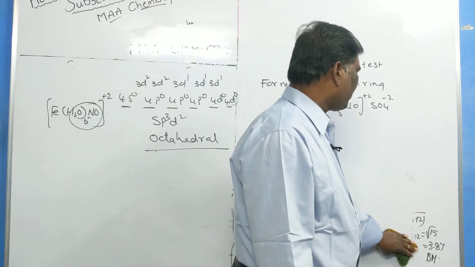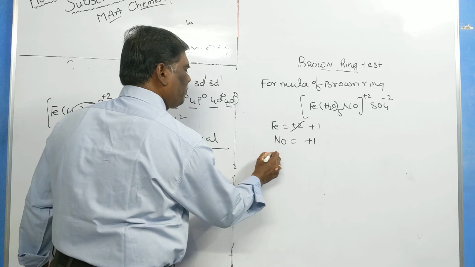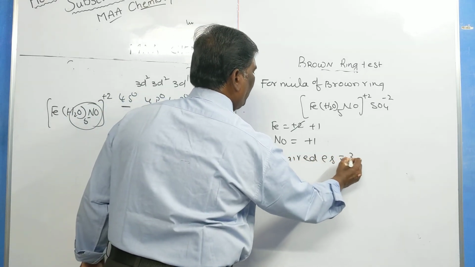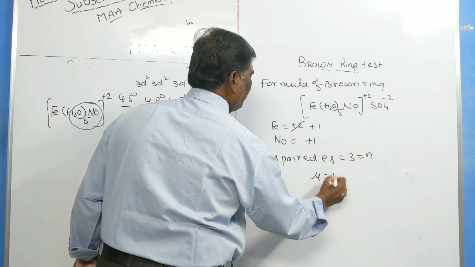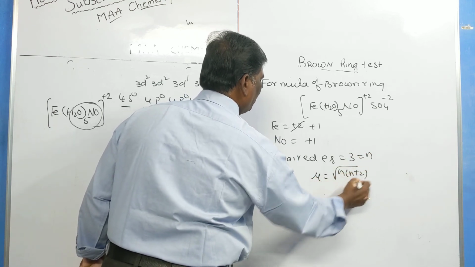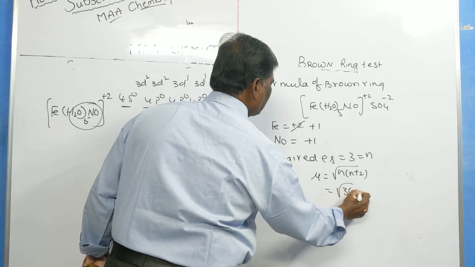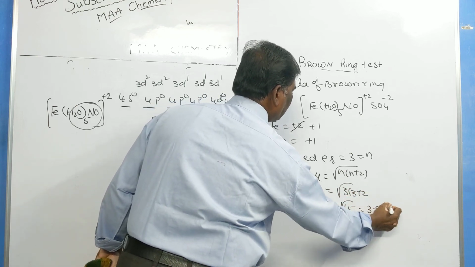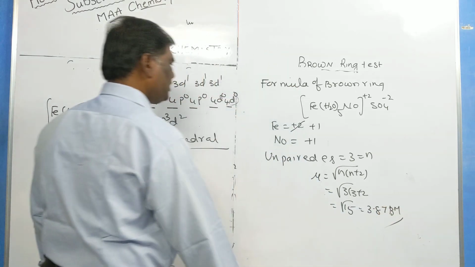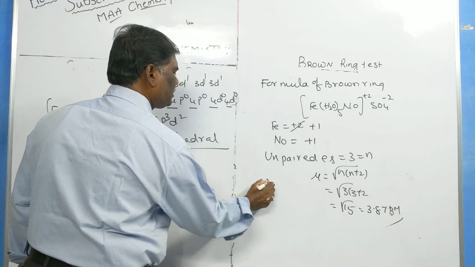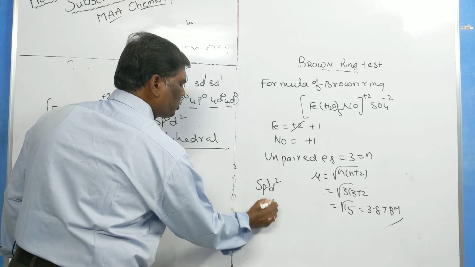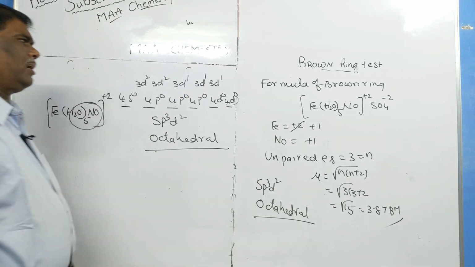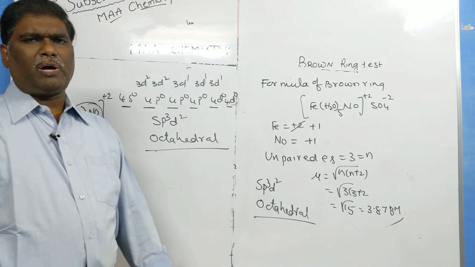How many unpaired electrons are there? Number of unpaired electrons is equal to 3. So magnetic moment is root of n into n plus 2, root of 3 into 3 plus 2, so root 15 or nearly 3.87 Bohr magnetons. Thus, what is the hybridization? sp3d2. What is the shape? Octahedral. Shape of the complex is octahedral. This is all about the brown ring test.